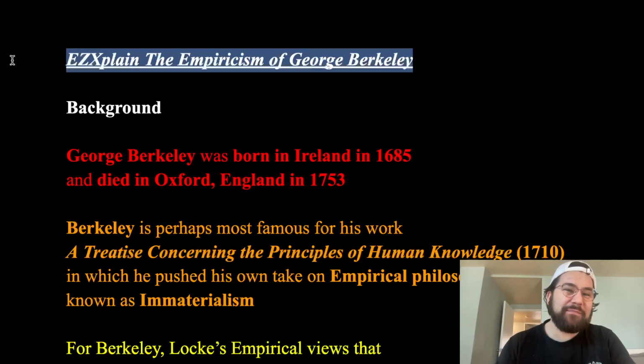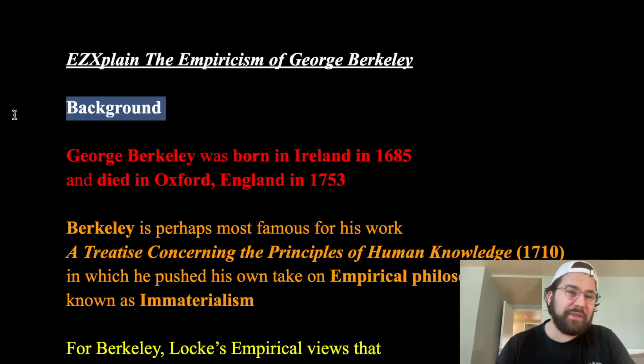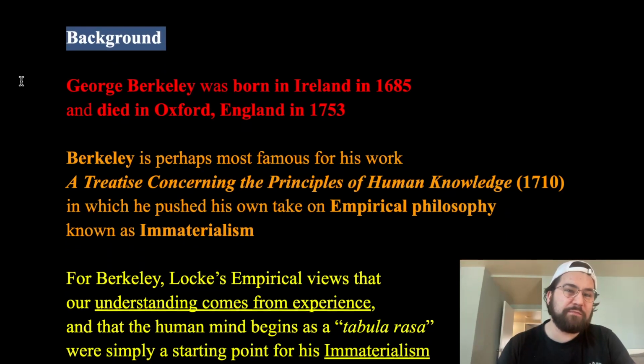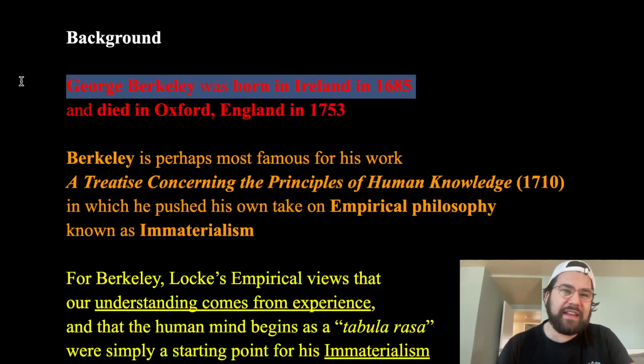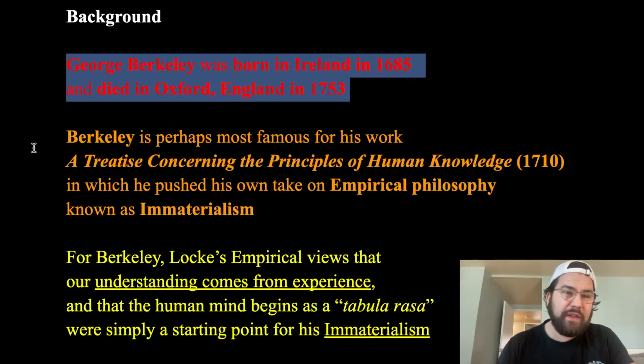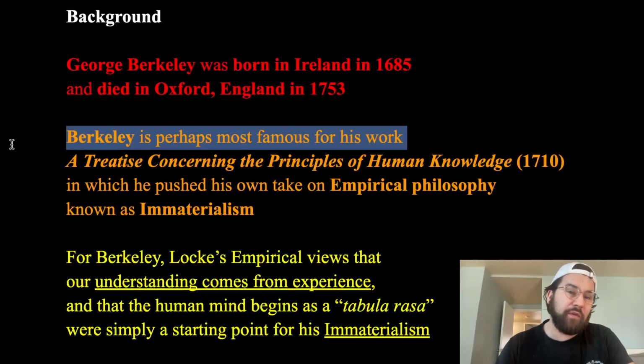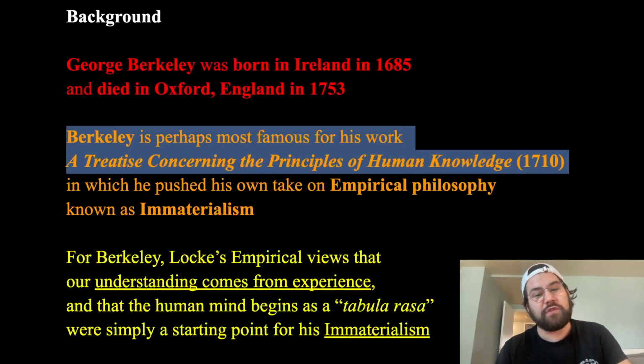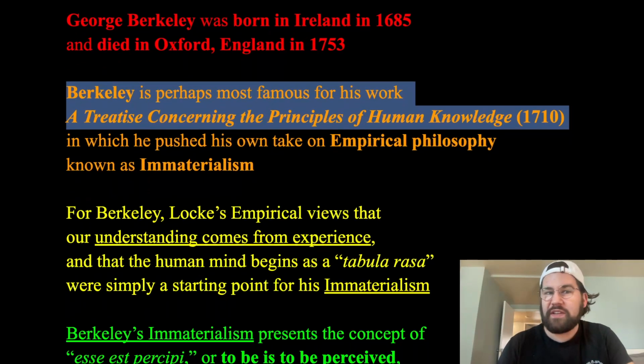Easy Explain: the Empiricism of George Berkeley, starting with a little background. He was born in Ireland in 1685, and he actually died in Oxford, England in 1753. You may have heard of Berkeley for the city in California that's named after him, but otherwise, his most famous work is A Treatise Concerning the Principles of Human Knowledge, first published in 1710.